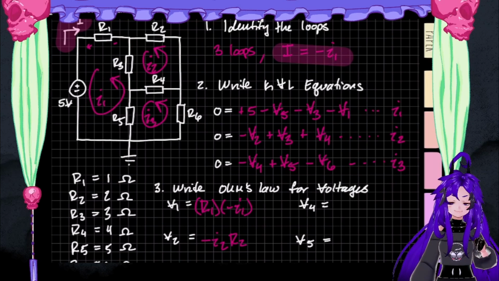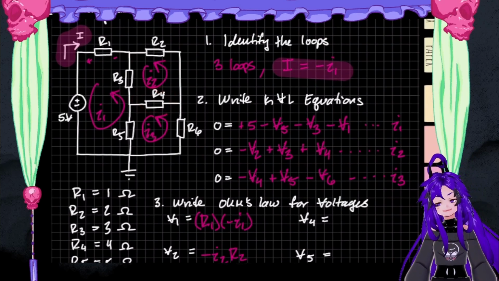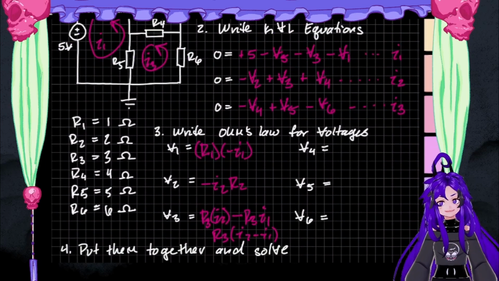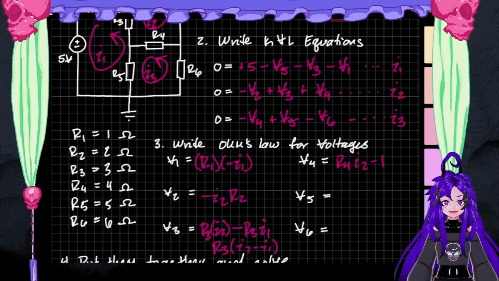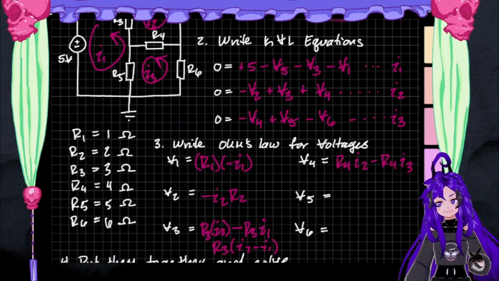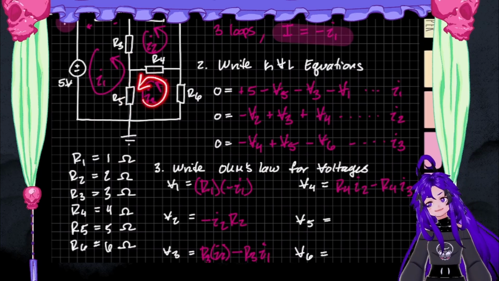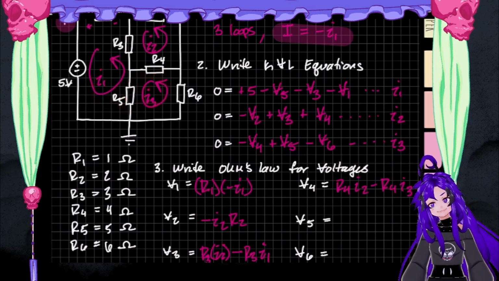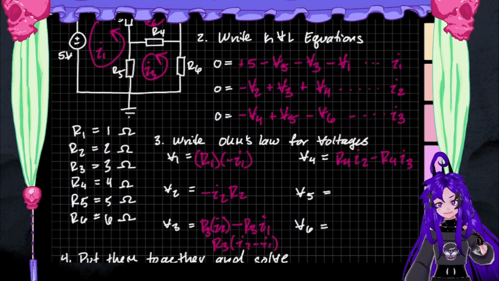So V4 is the same kind of situation, right? It's experiencing I2 from its positive terminal and I3 from its negative terminal. So let's write that out. It's going to be R4 I2 minus R4 I3. And R5, same deal. This one gets I3 from the positive and I1 from the negative. R5 doesn't see I2.